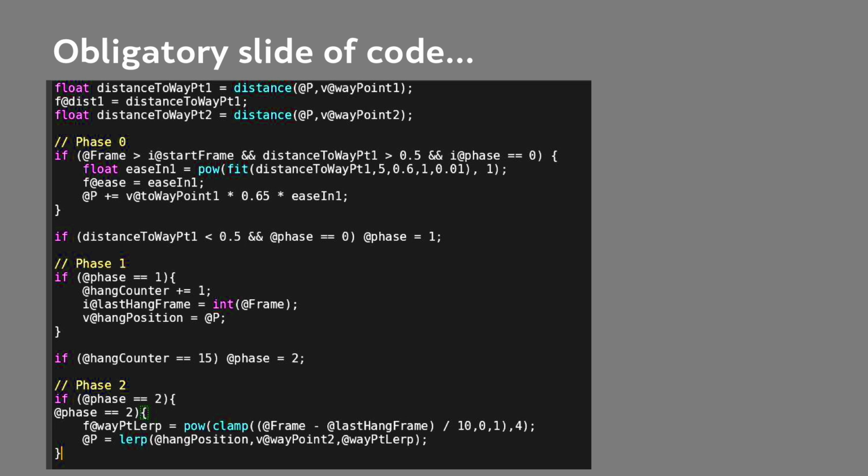So just to give you an idea of what the code for that looks like, here's your obligatory slide of code. It's broken into 3 parts. Phase 0 deals with moving the rocks up to waypoint B. Phase 1 starts a counter that remembers how long the rock has been floating for, and once it reaches the limit I've set, in this case 15 frames, Phase 2 kicks in, where I lerp between the 2 positions with a power function to ease out and hit hard into that final position.